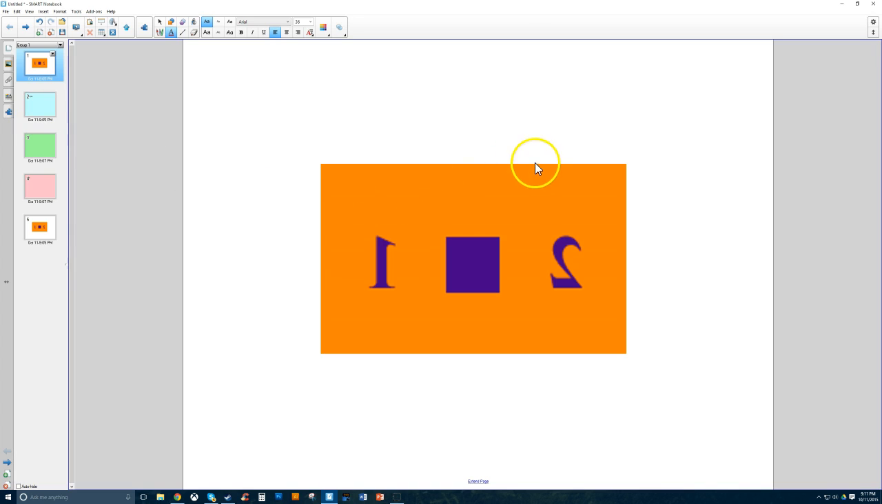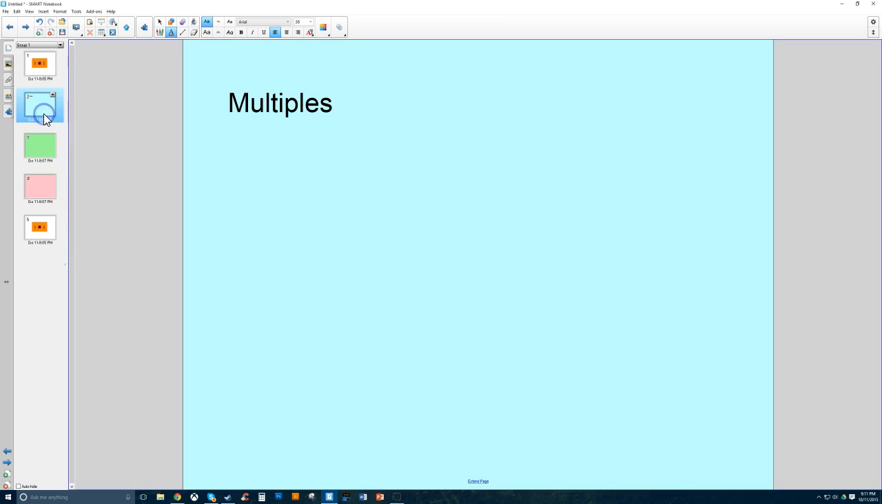Let's first take a look at our riddle that we have here. You'll notice that there is a 1, a square, and a 2, although it does not look the normal way that a 1 and a 2 look, but that's something definitely to keep in mind for our riddle. That's your first hint. Alright, let's take a look at the multiples.